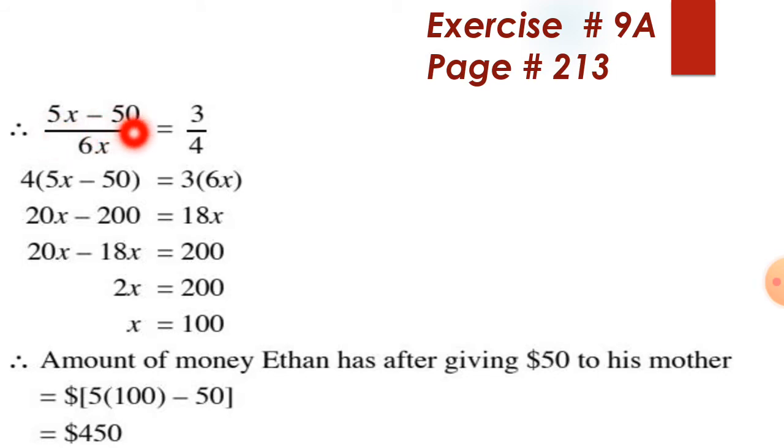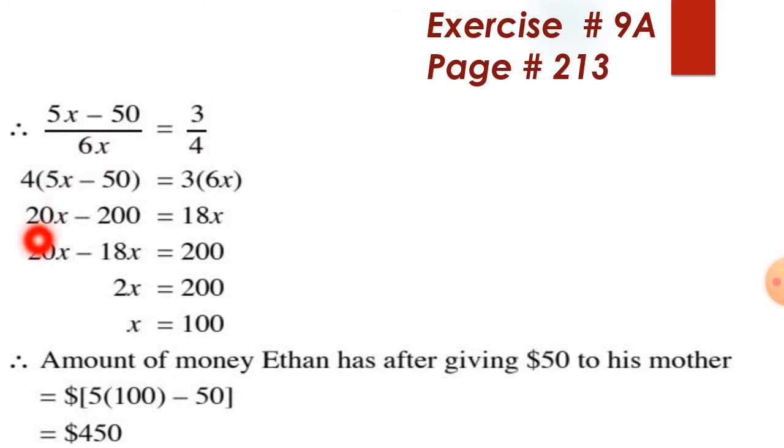So let's see. (5x minus 50) divided by 6x is equal to 3/4. These all are the ratios. 5x minus 50 is Ethan, divided by 6x, which is John V, and it is equal to the ratio 3/4. The same process of cross multiplication is going to be repeated here: the denominator of the right hand side is multiplied with the numerator of the left hand side, and the numerator of the right hand side is multiplied with the denominator of the left hand side.